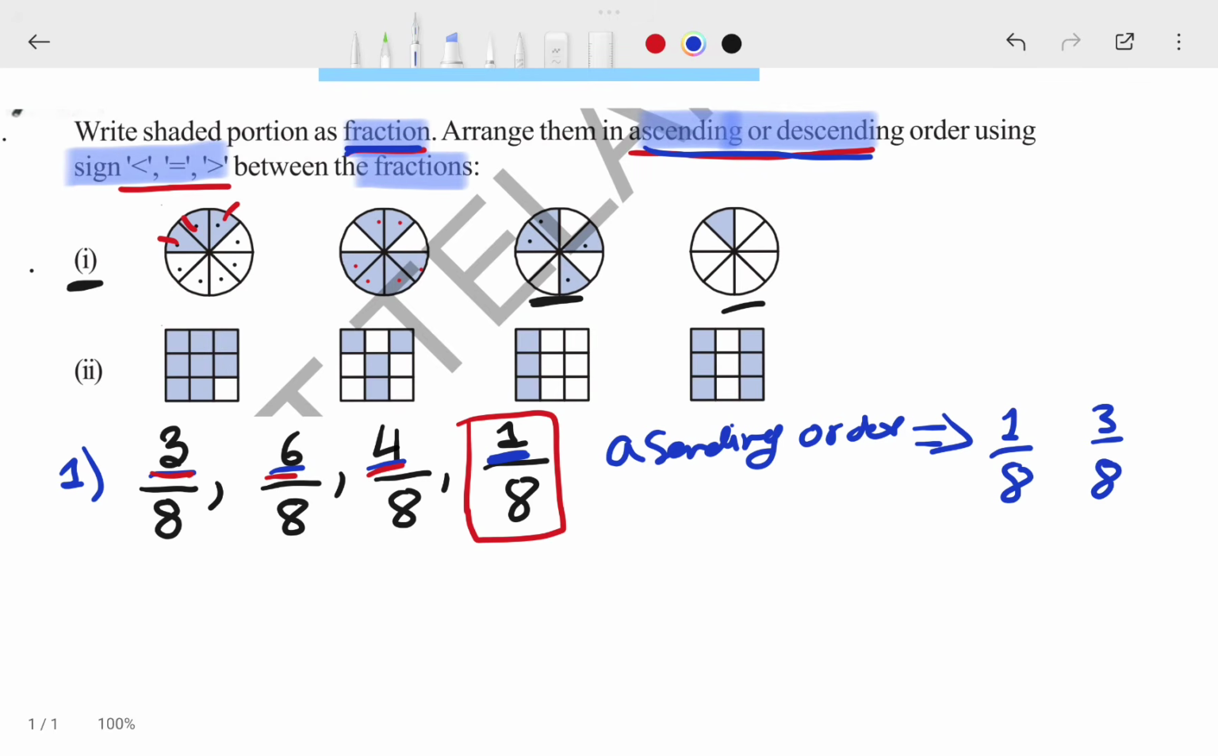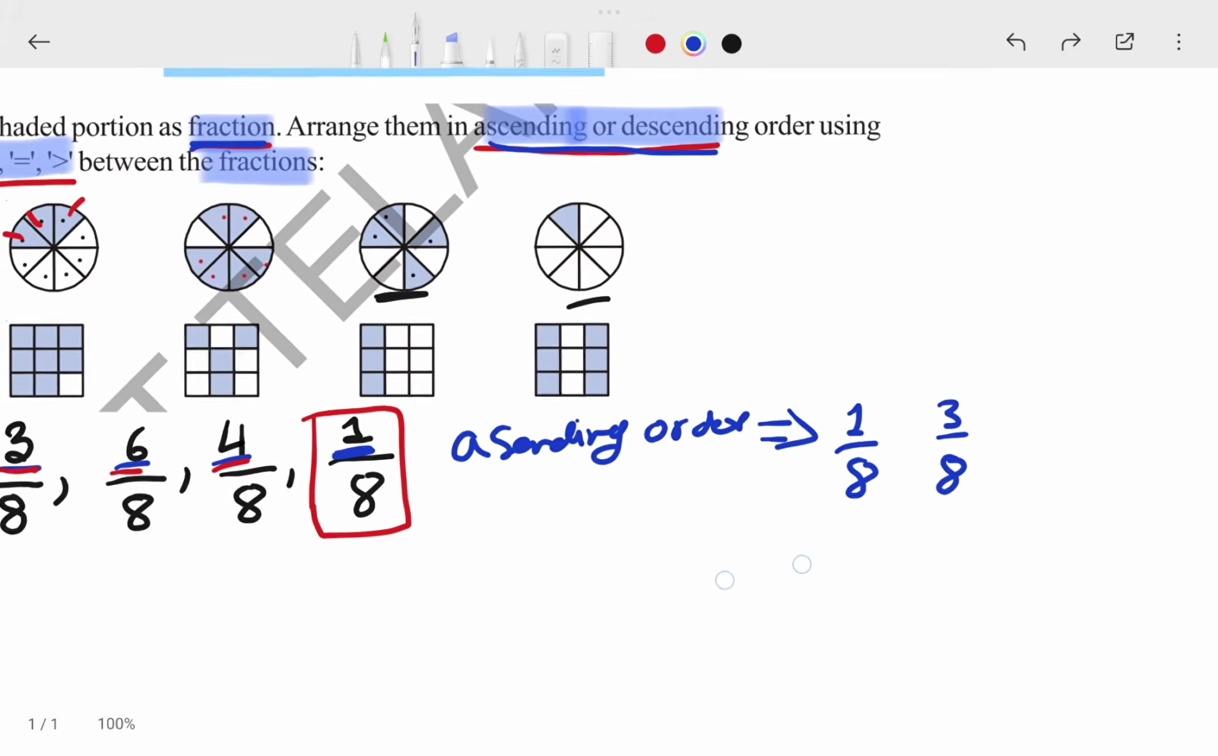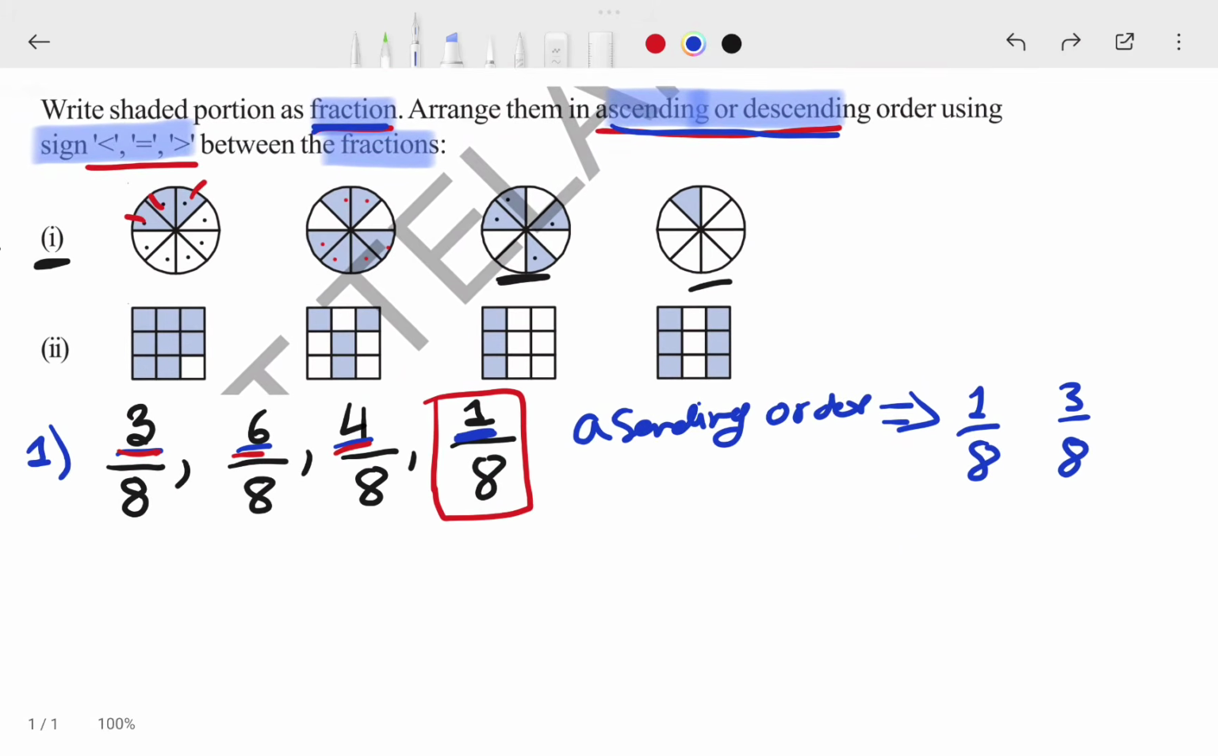Don't be confused about why I am not putting the symbol. I will put the symbol also. Just wait a minute and look at this. So this box is also completed. Among 6 and 4, which is smaller? 4 is smaller. So here it is going to be 4 by 8. Is it completed?